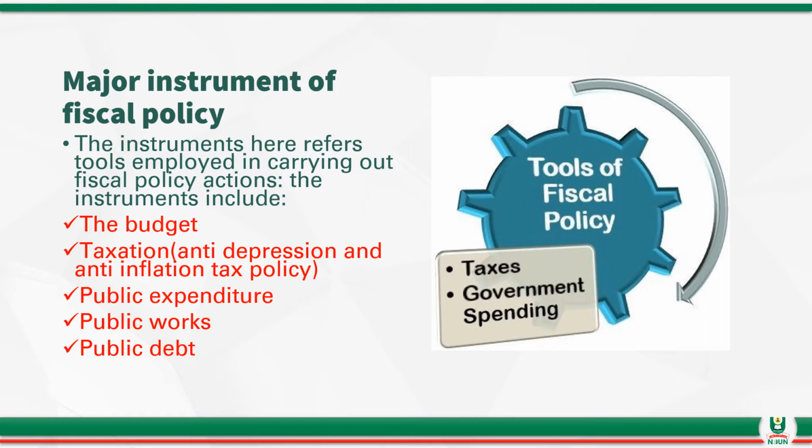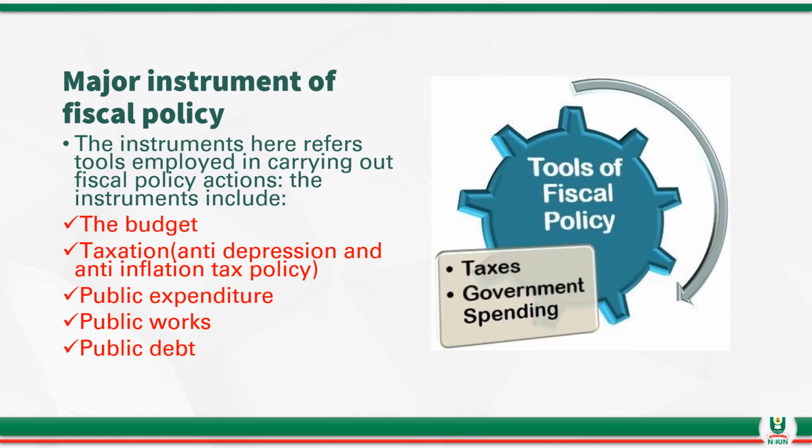Then 2, taxation. Taxation here are levies on individuals and corporate entities in a society. Taxation here can be as an anti-depression measure or anti-inflationary measure. So in both ways, they can be used as a tool for fiscal actions of government. Then public expenditure. This is the spendings of government. The spendings of government can be used as a tool to also fine-tune the direction of the economy.